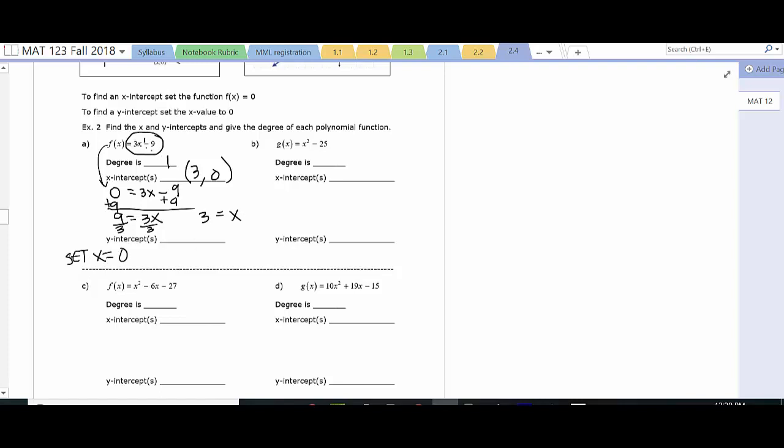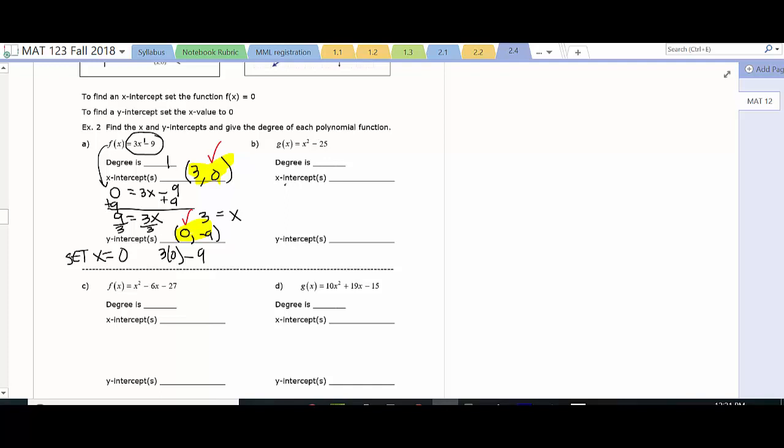Okay, so we just go to the function, and we're just going to replace that x with 0, so we'd have 3 times 0 minus 9. So what is that? Minus 9, right? 0 minus 9 is negative 9. So that means your y-intercept would be (0, -9). Okay? So notice the x-intercept has a y value of 0, whereas the y-intercept has an x value of 0. It's always the same, no matter what the function is. Okay? All right, part B.